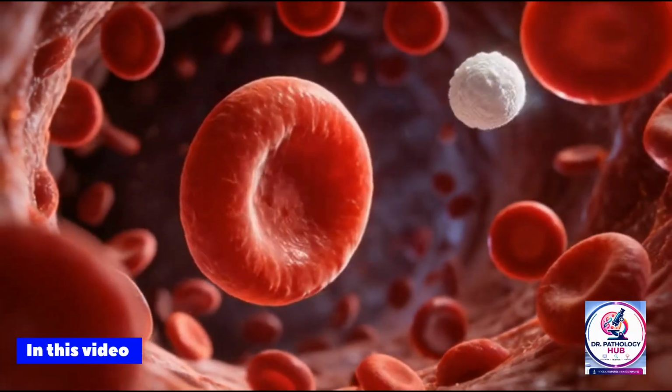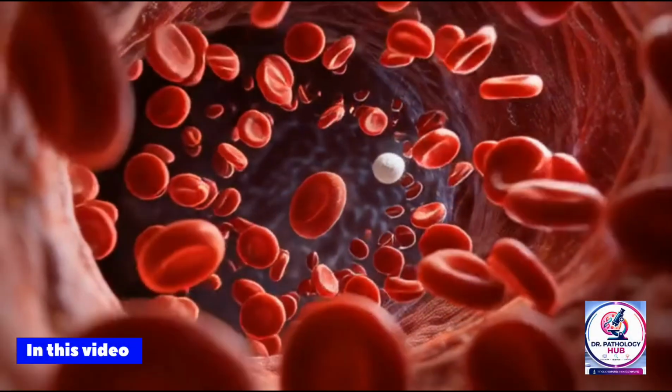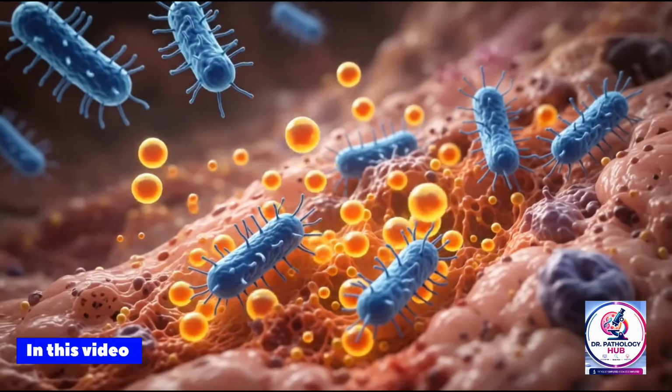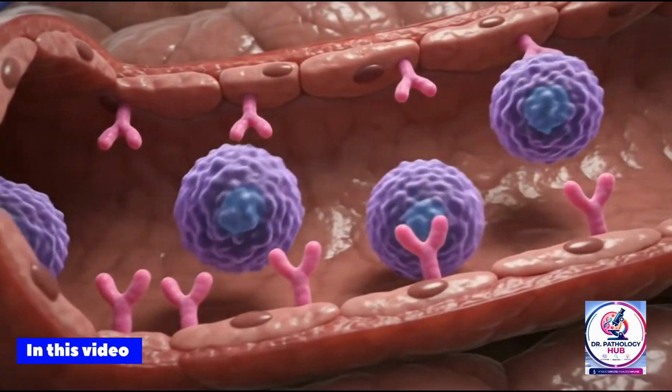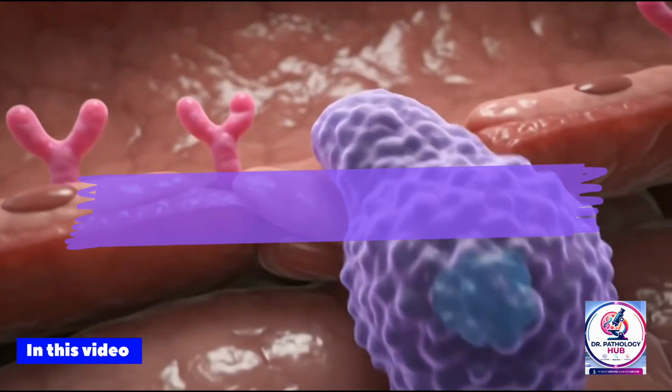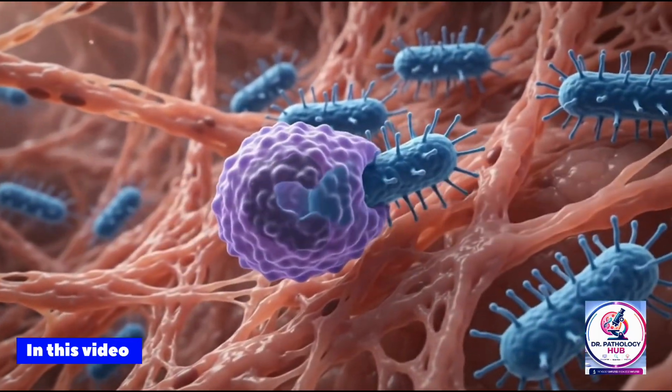This is normal, healthy blood flow. Smooth, regulated, and constant. But the moment bacteria or toxins invade, everything changes. Your body launches an immediate defense mechanism, the acute inflammation.